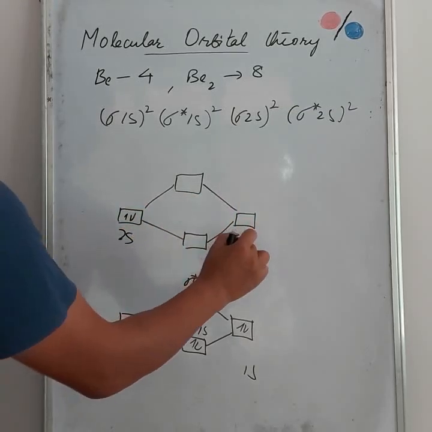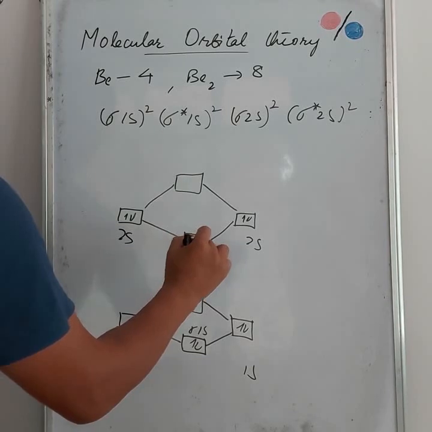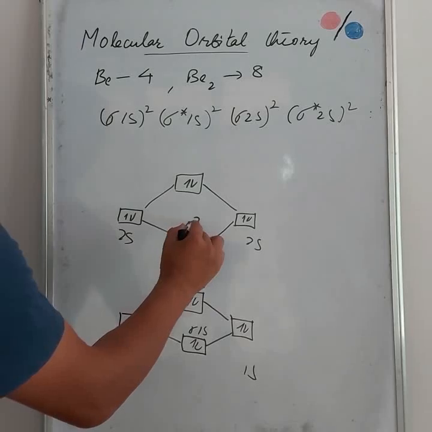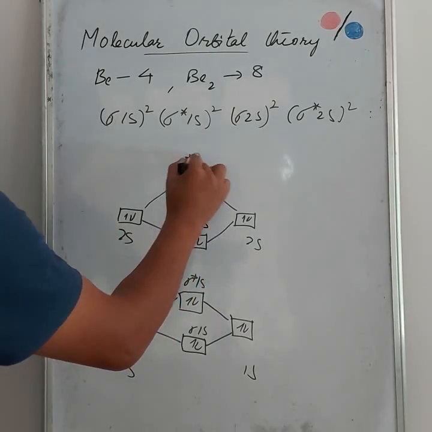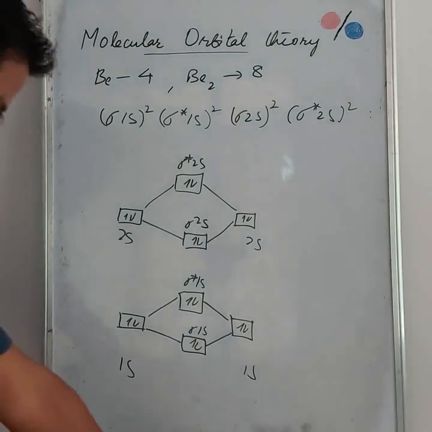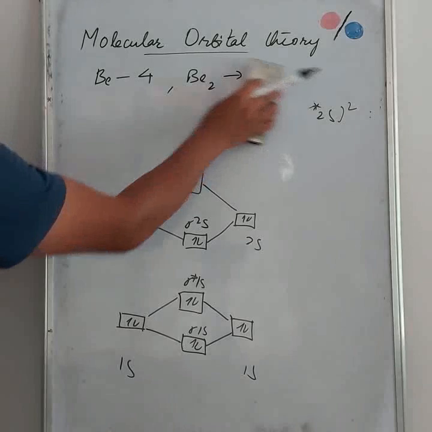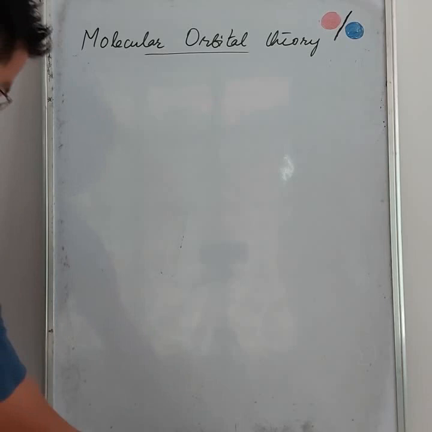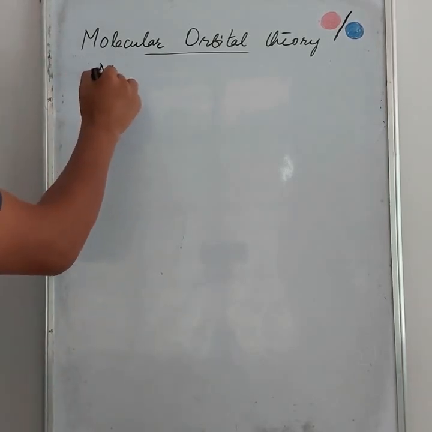So this is for 2s. Now here also, if you check, this is sigma 2s, sigma star 2s. If you check the bond order, you'll get 0. That means the beryllium molecule should not exist. But let's check for carbon, or, let's say, before carbon, the nitrogen molecule.